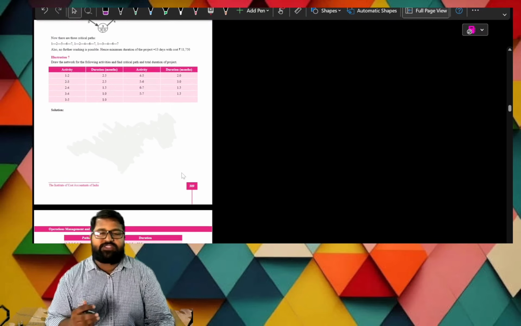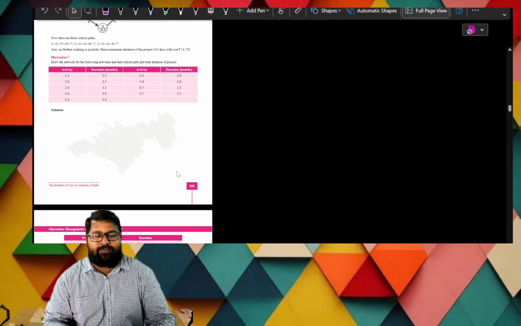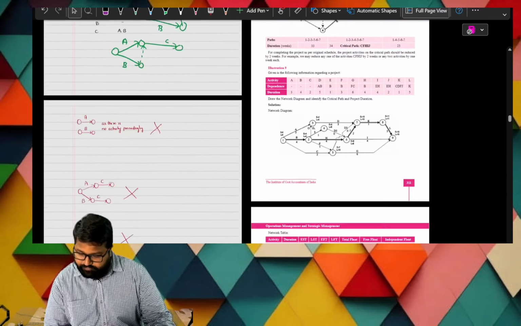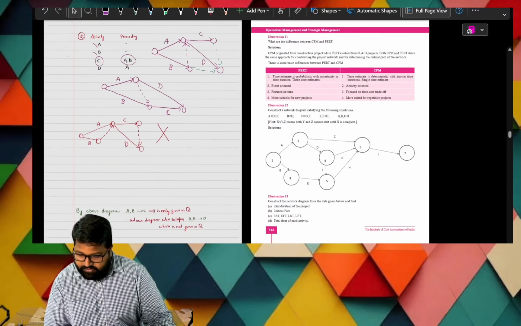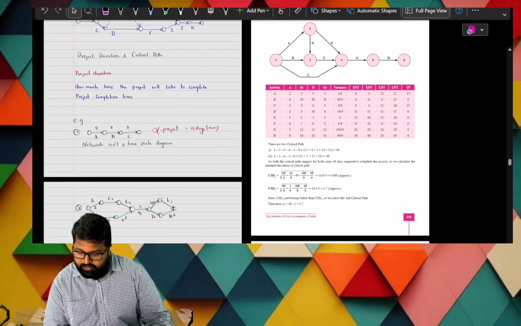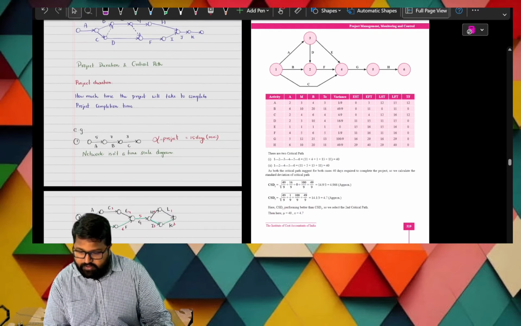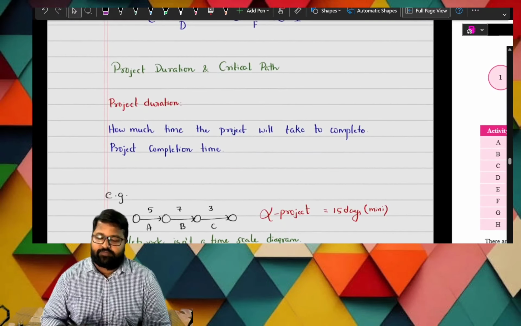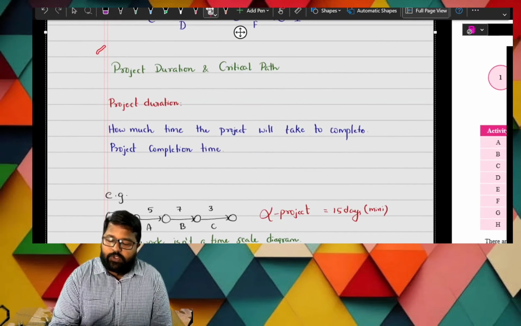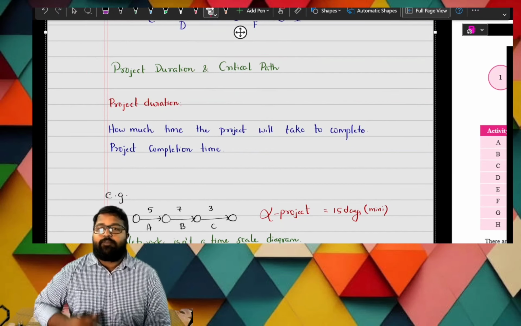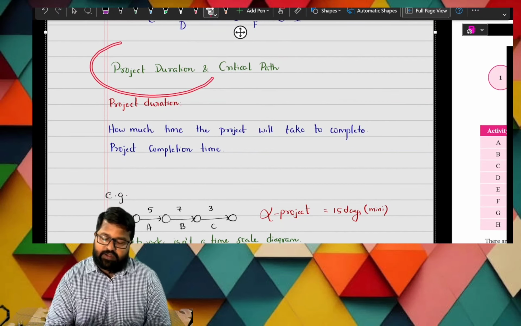Before going to this model, let us see some further important topics. Yesterday we did up to here. The next part we have to deal with is project duration and critical path.